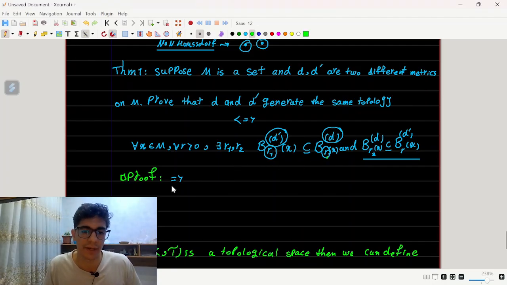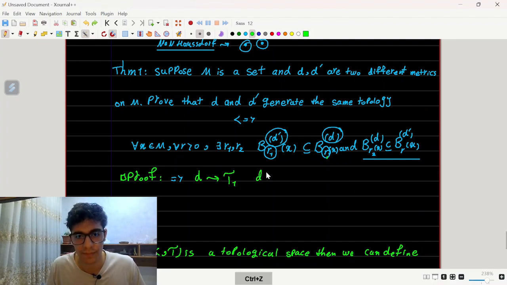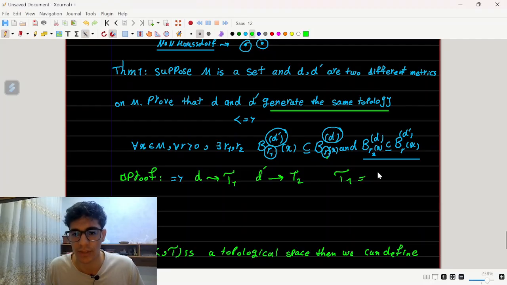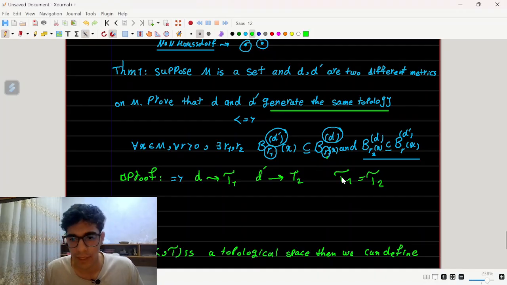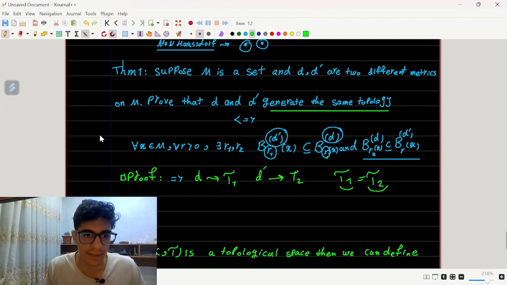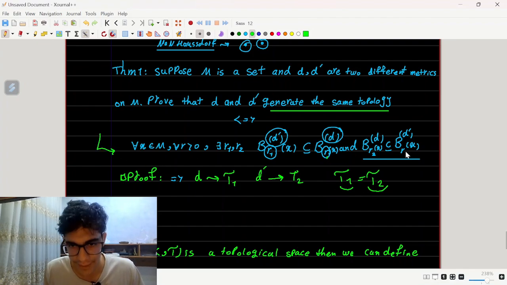Well, let's prove this theorem. I want to do the forward direction first. Let's take D and D prime, which generate our spaces T1 and T2. These are the topologies generated by D and D prime, and it says that they generate the same topology, so T1 equals T2. And what does it mean for these topologies to be equal? It means that each open subset in T1 is also an open subset in T2. Then you can easily conclude that this condition right here holds.